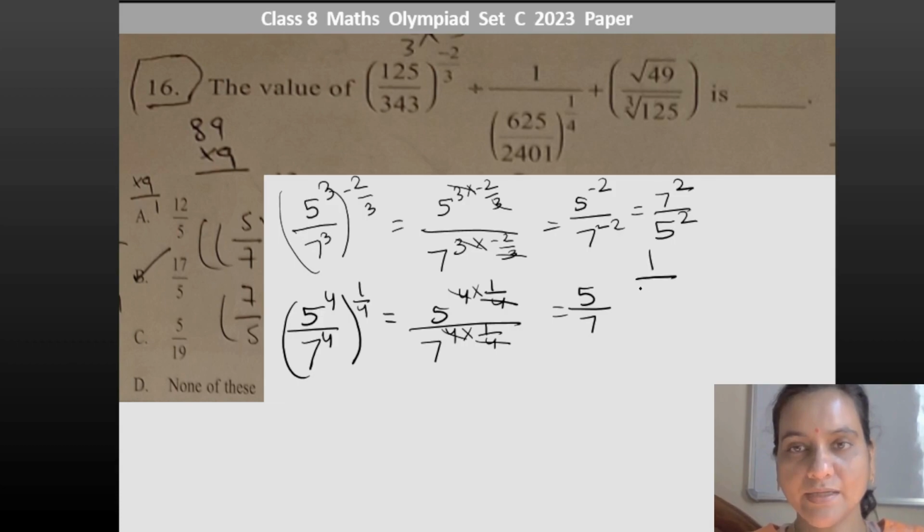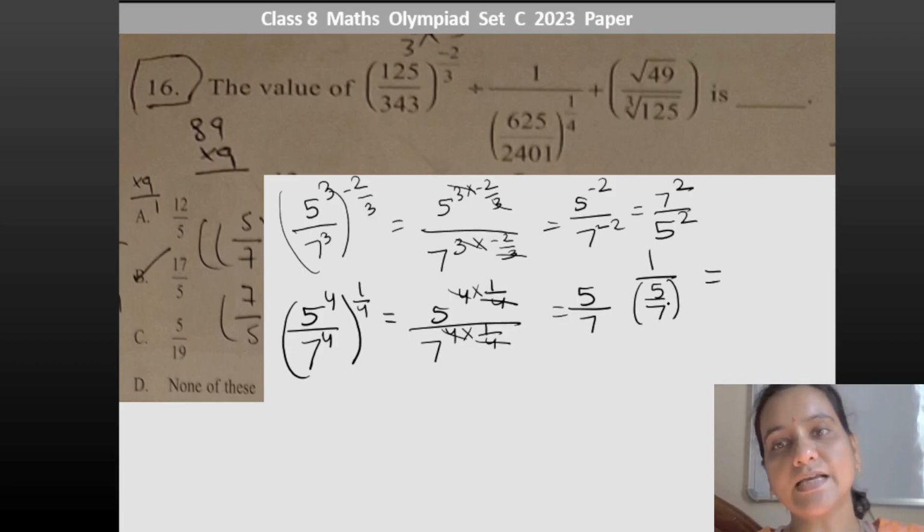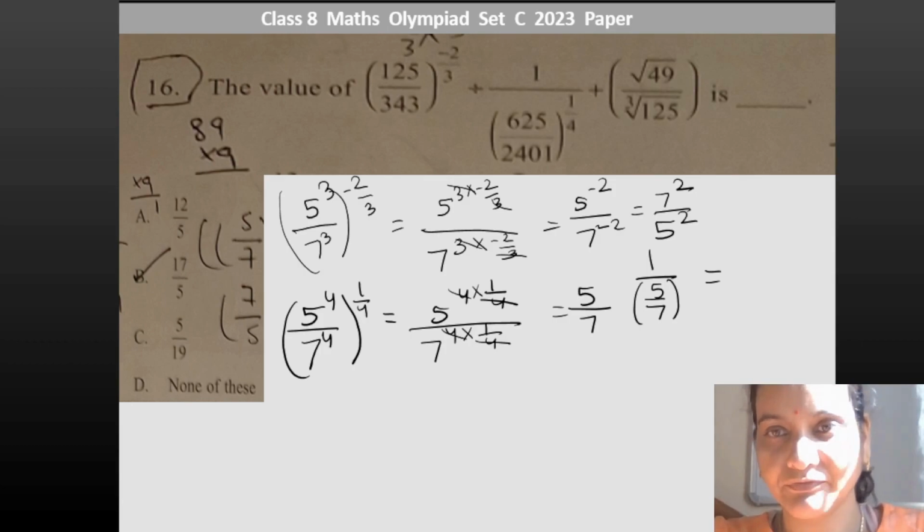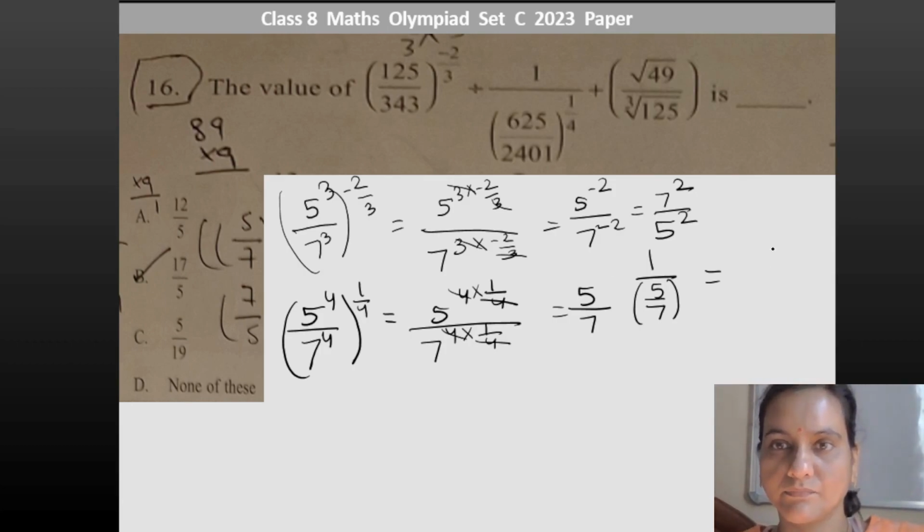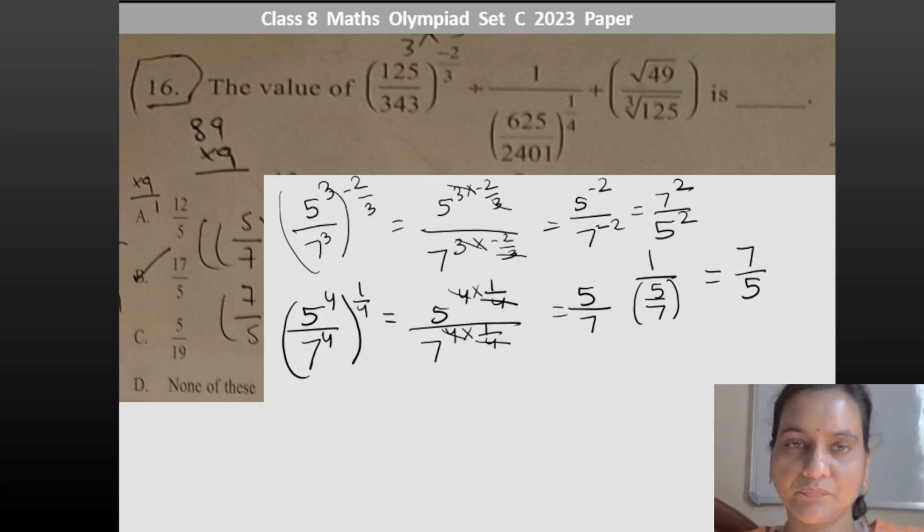Now 1 raised to the power of 5/7. This is how it is now after simplification. Now it's actually 1 divided by 5/7. So it is 1 into 7/5. So it will be equal to 7/5. Right? So here it will be 7 by 5.